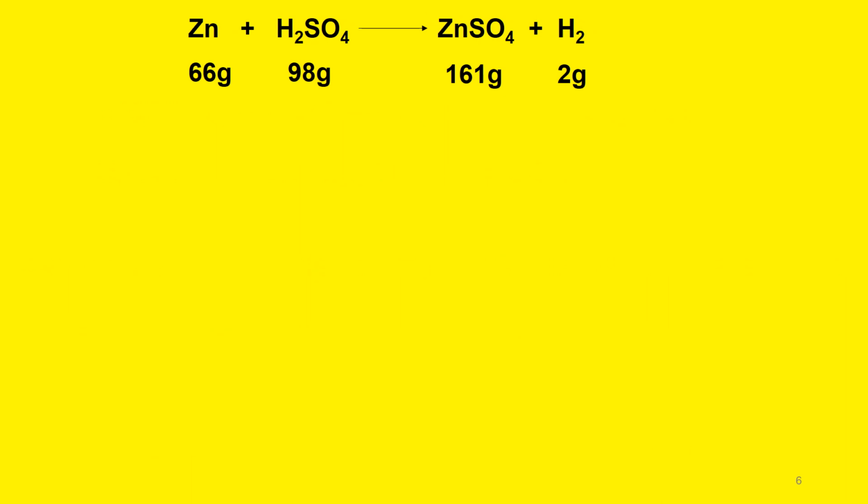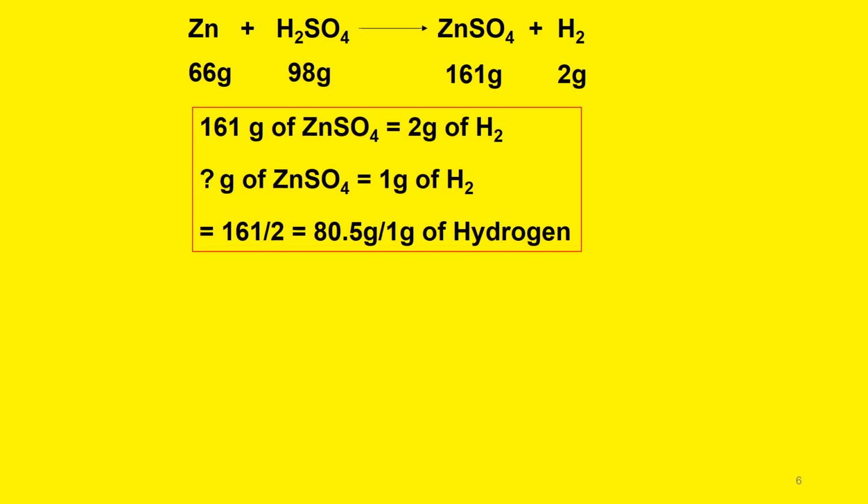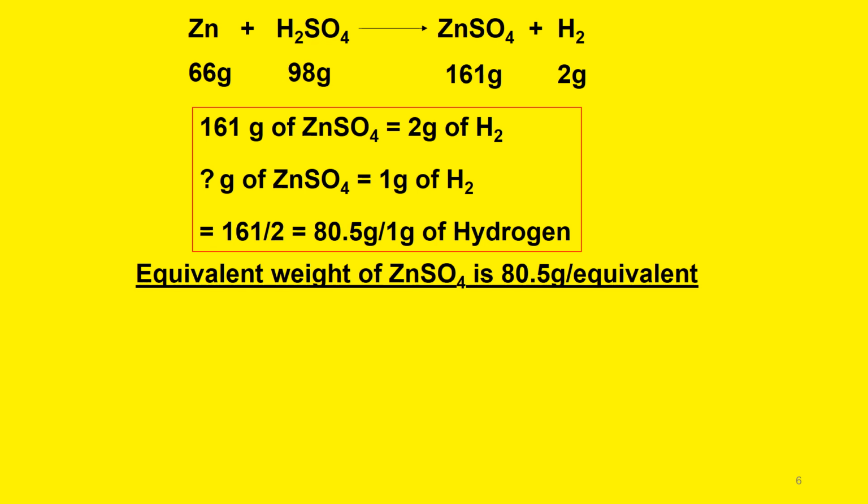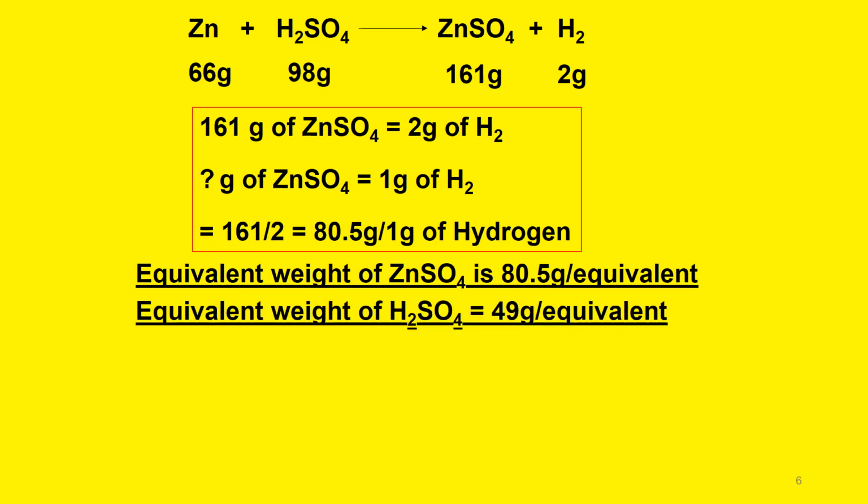It is also possible to calculate the equivalent weight of zinc sulfate and sulfuric acid by equating with hydrogen. In this example, 161 grams of zinc sulfate are equivalent to 2 grams of hydrogen. How many grams of zinc sulfate are equivalent to 1 gram of hydrogen? The amount of zinc sulfate is 80.5 grams. Its equivalent weight is 80.5 grams per equivalent. Similarly, sulfuric acid has an equivalent weight of 49 grams per equivalent.